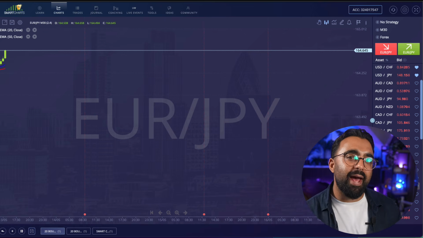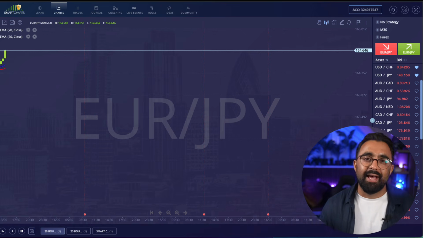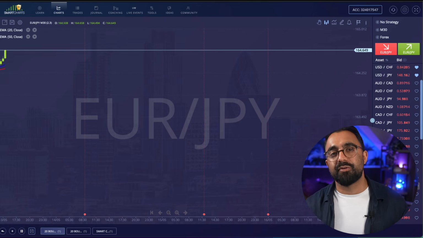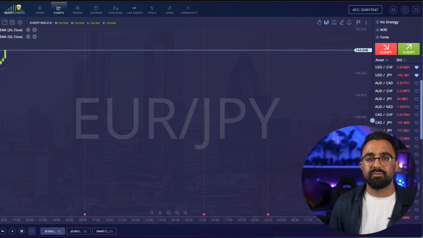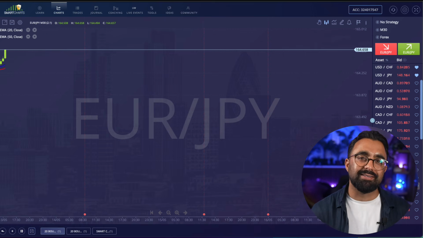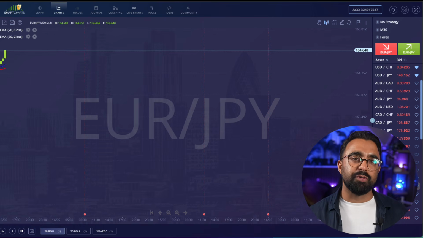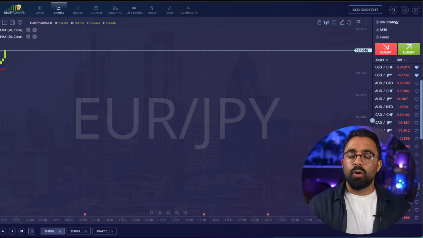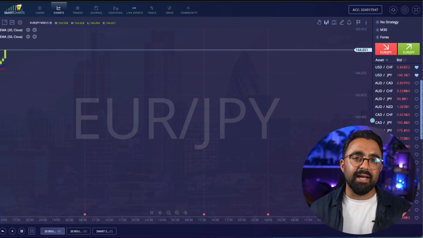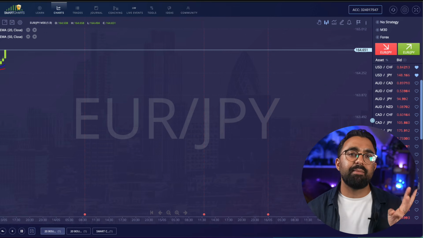EMAs stand for exponential moving average. It's just a line on your chart that shows the average price over a set number of candles that you get to decide. But unlike a simple moving average, it gives more weight to recent price action, which makes it more responsive to trend shifts. We use EMAs because they help us filter out noise, stay aligned with the real trend, and time entries with precision and confidence.